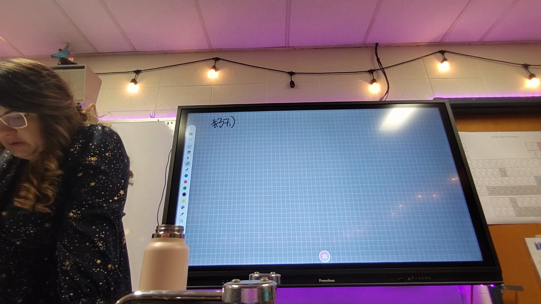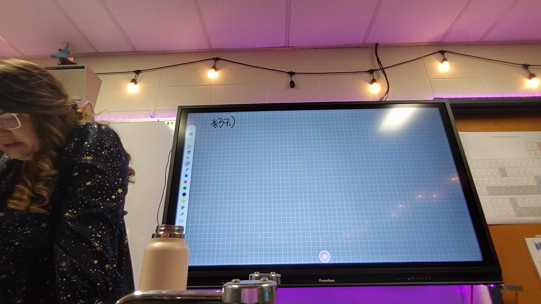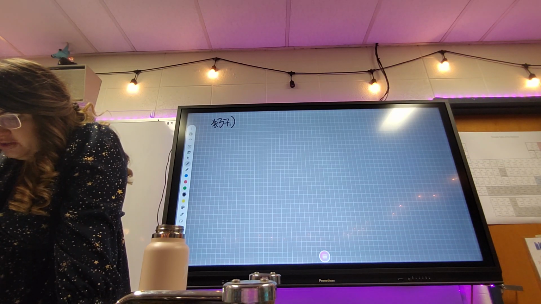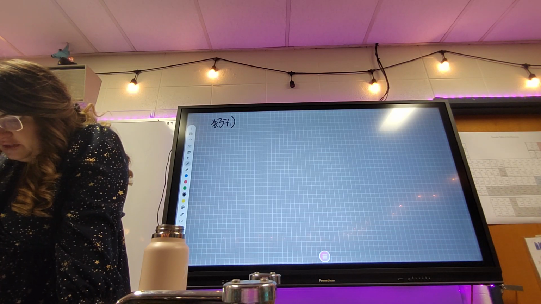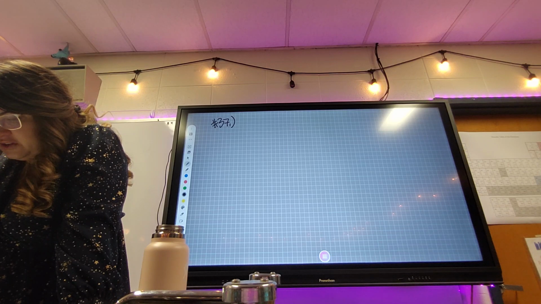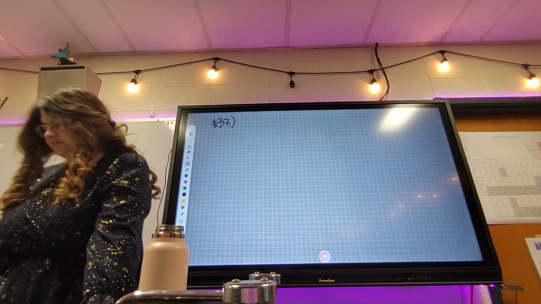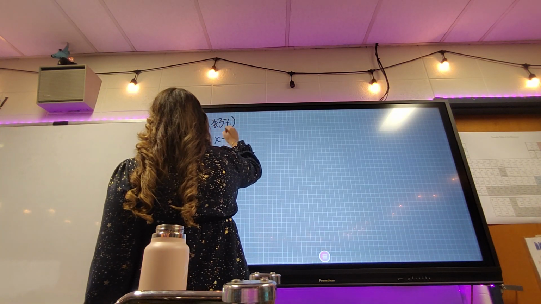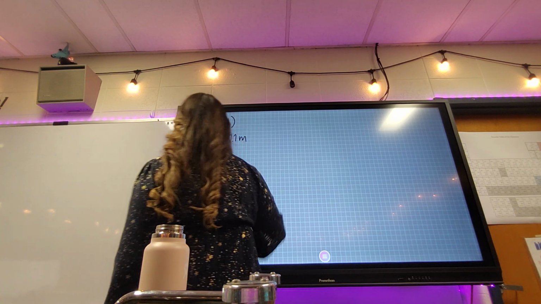A gymnast is swinging on a high bar. The distance between his waist and the bar is 1.1 meters, as the drawing shows. At the top of the swing, his speed is momentarily 0. Ignoring friction and treating the gymnast as if all his mass is located at his waist, find his speed at the bottom of the swing. All right, so the radius is 1.1.